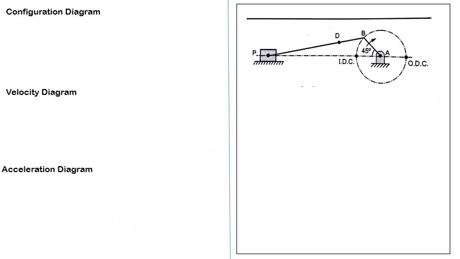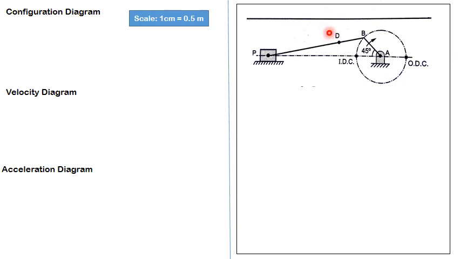As I already mentioned, the relative velocity method consists of three steps. One is drawing the configuration diagram, the second is the velocity diagram, and the third is the acceleration diagram. For the configuration diagram, here is the reference, a rough diagram which I need to convert into an actual scale. So the first thing is to draw a horizontal reference line, and before that, I'm sorry, I have to select an appropriate scale.